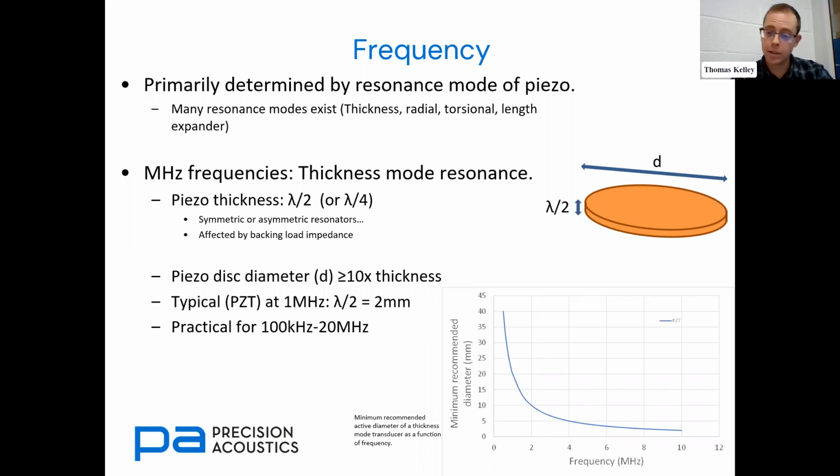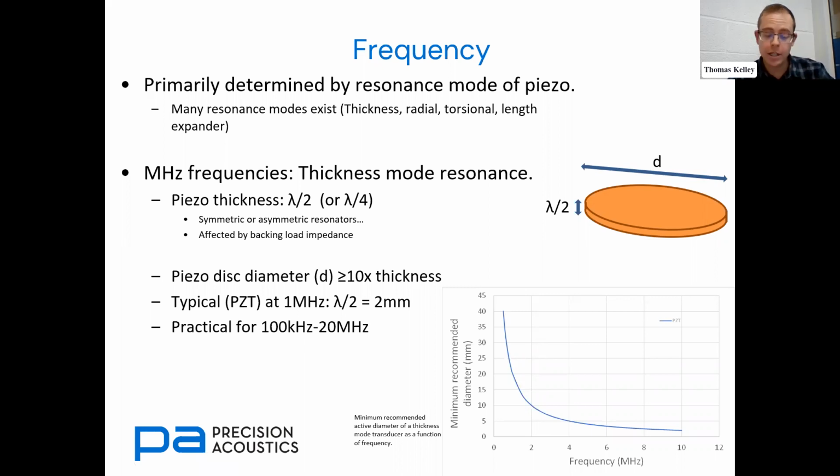So this kind of means that thickness mode transducers often use thin disc-shaped piezo elements, as we've got here. So you can see we've imposed a restriction on the size of the transducer based on the frequency we want to operate at and the resonance mode we want to operate in. So this graph on the bottom right here, you can see this 10 to 1 aspect ratio constraint gives us a minimum recommended diameter as a function of frequency. So 40 millimeters at 500 kilohertz, for example, or 20 millimeters at 1 megahertz for a typical PZT piezoceramic.